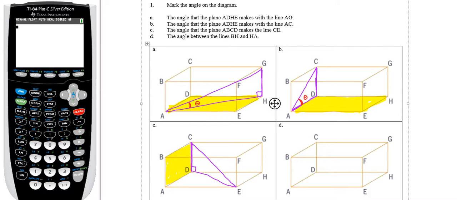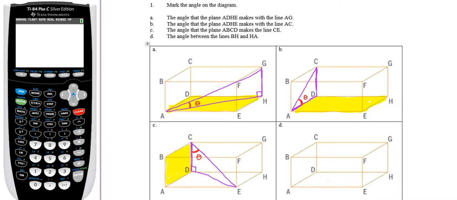That's a right angled triangle. And the angle that CE makes with the plane, part of which is CD, is actually going to be this angle up here. So we have the line and part of the plane, and that line comes out from that plane to make that angle theta.